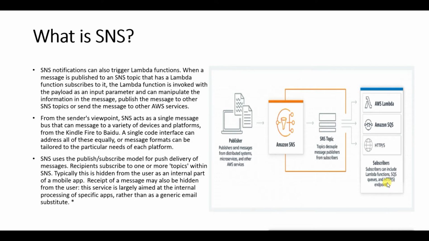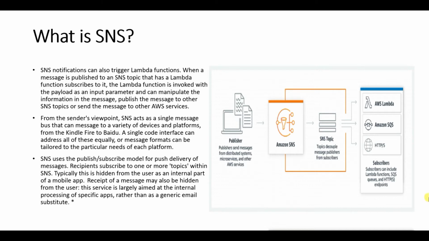So from the sender's viewpoint, SNS acts as a single message bus that can message to a variety of devices and platforms, from the Kindle Fire to Baidu. A single core interface can address all of these equally, or message formats can be tailored to the particular needs of each environment. So SNS uses a publish or subscribe model for push delivery.